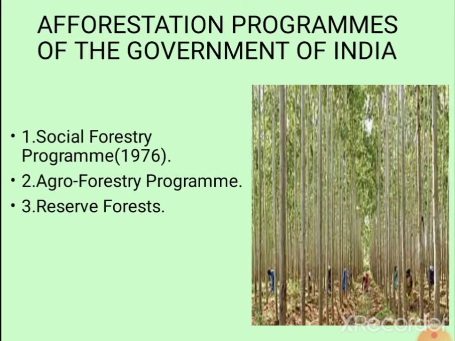Now, afforestation programs of the Government of India are: number one, Social Forestry Program. Now, this was started in 1976. Now, under this, the trees are grown on public and common land for the benefit of the rural community. These trees are raised for firewood, fodder, fruits, etc. The program basically aims at reducing the demand on the existing forest.